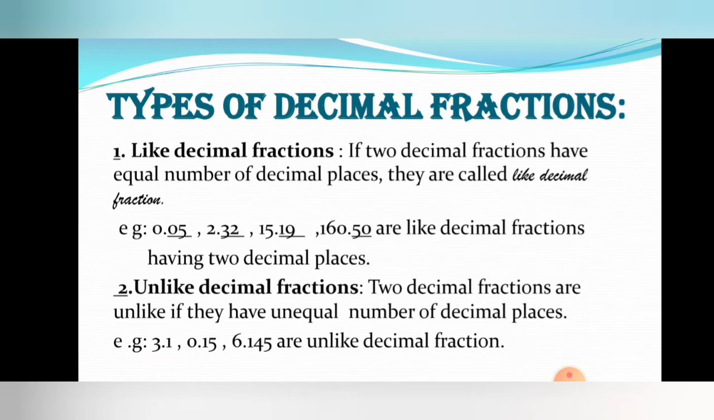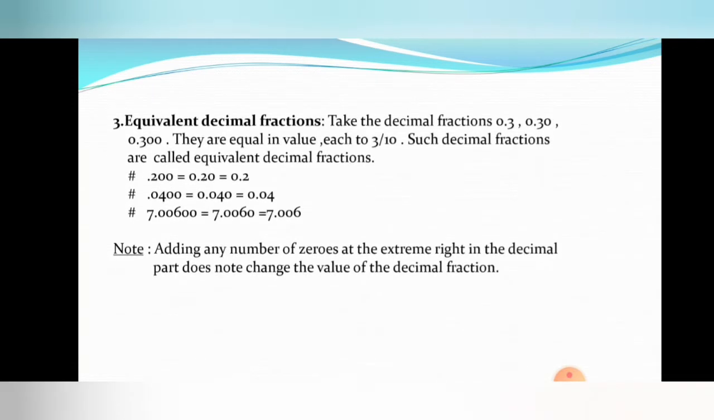Next, the third one, that is equivalent decimal fractions. So this is the third one in the types of decimal fractions. Take decimal fractions like 0.3, 0.30, 0.300. They are equal in value, each equal to 3/10.